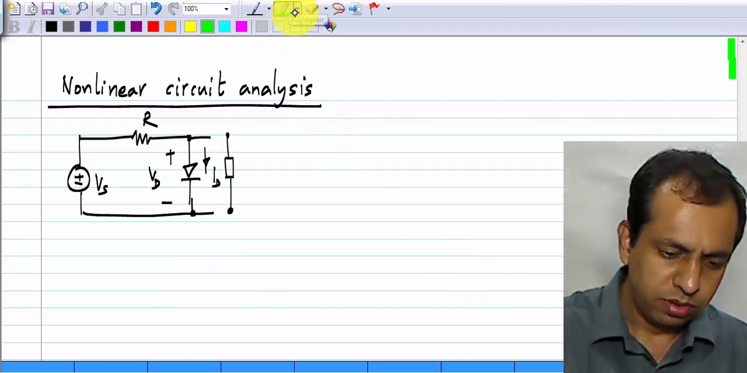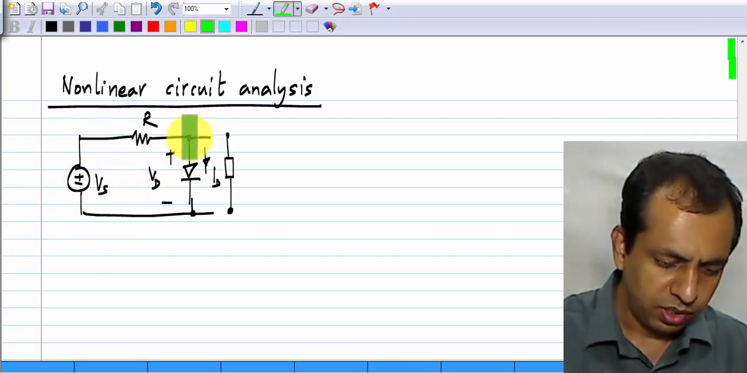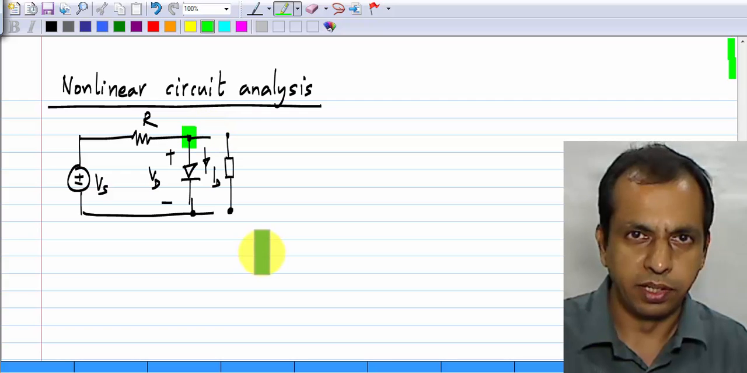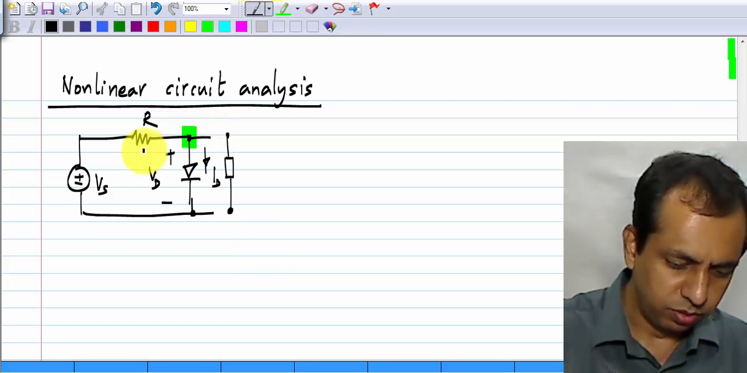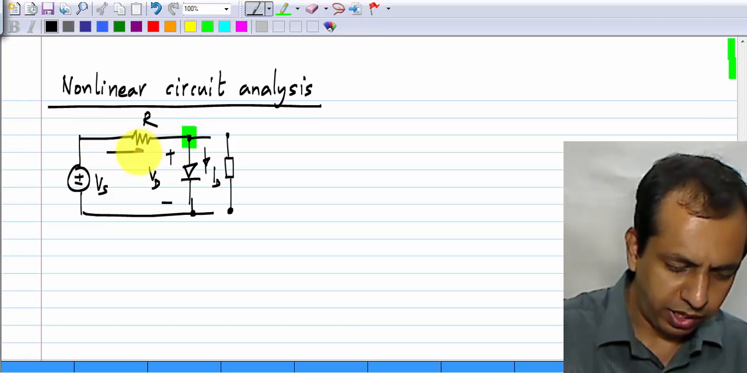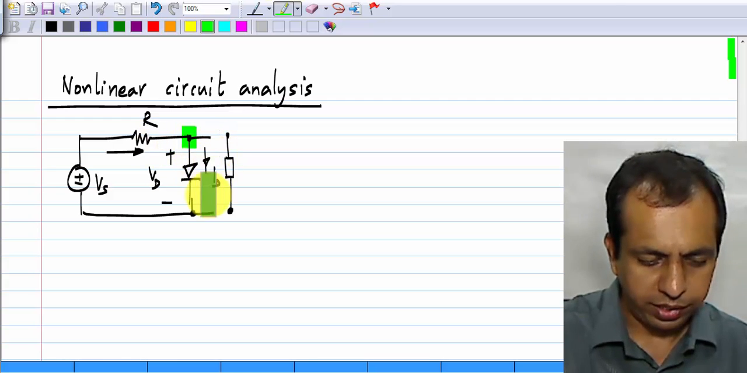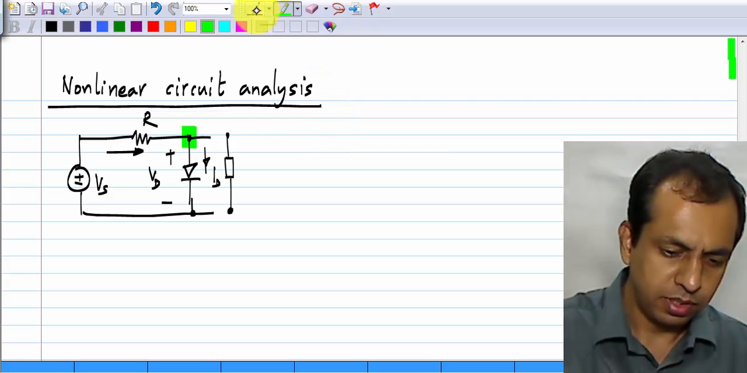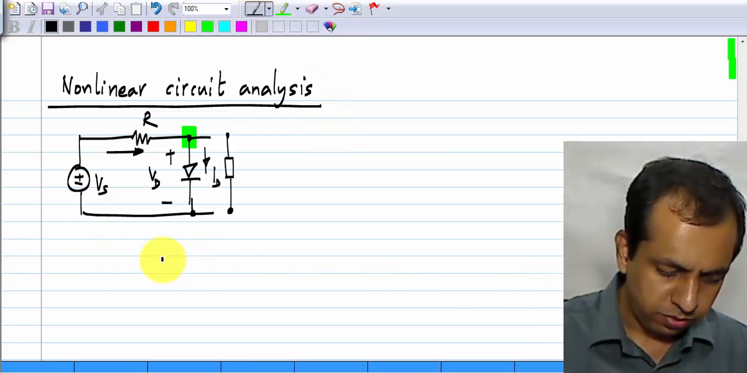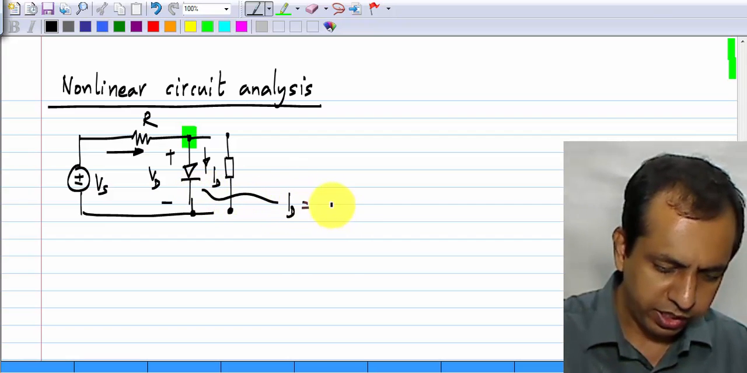Now, really this is an extremely simple circuit. This is an independent voltage source, and all we have to do is to write KCL at this node. That will give us the solution. So, KCL at that node says that the current flowing through R in this direction equals ID, which is the current flowing through the diode in the downward direction. Now, the diode itself tells you that ID is f of VD.